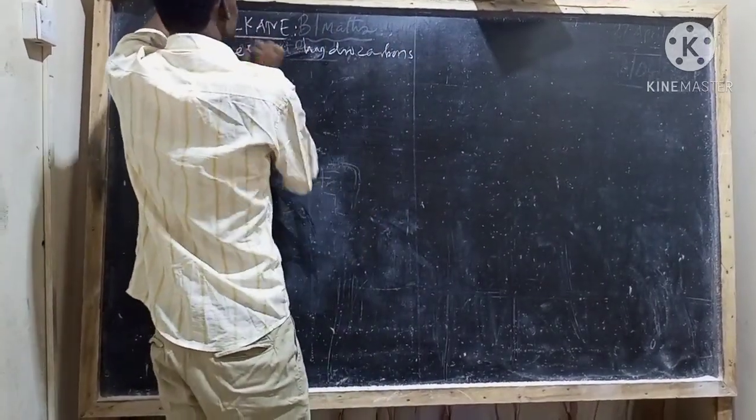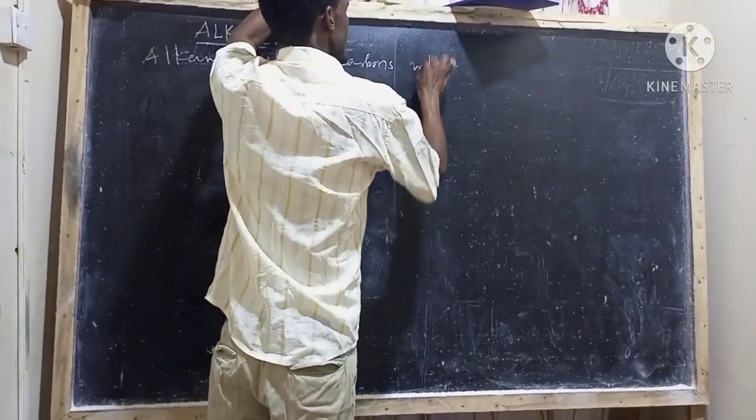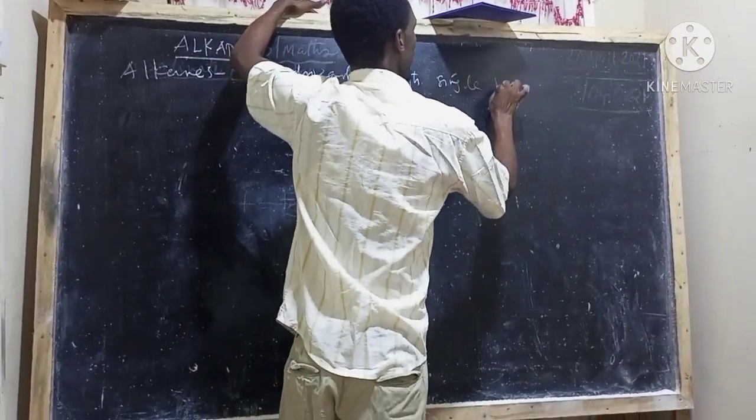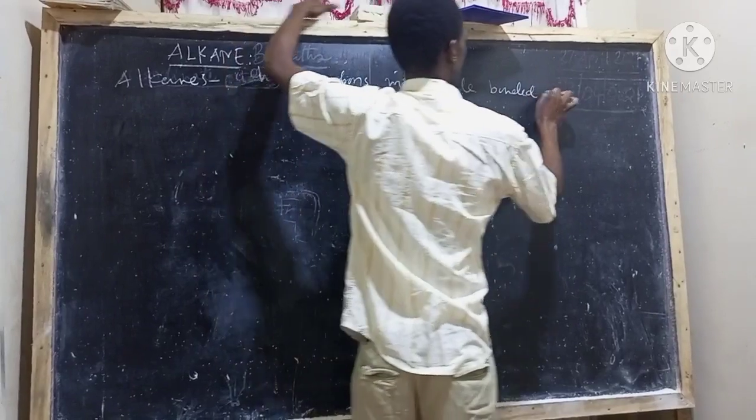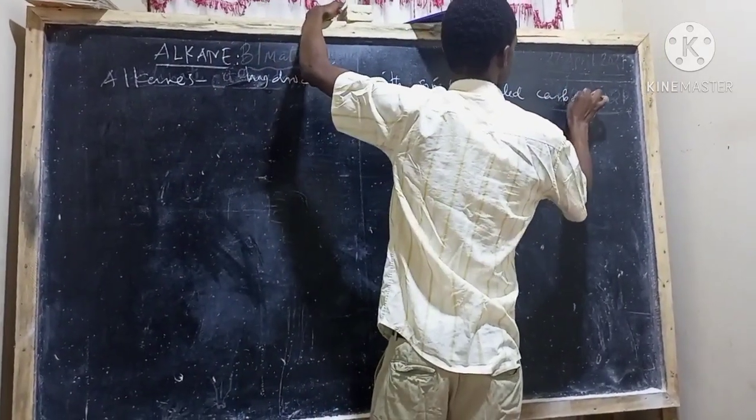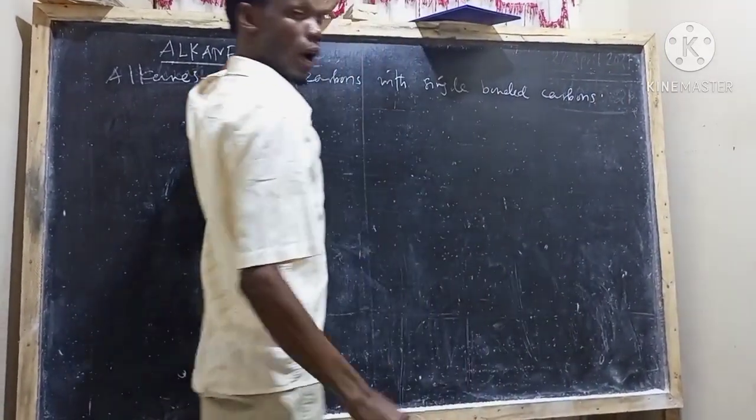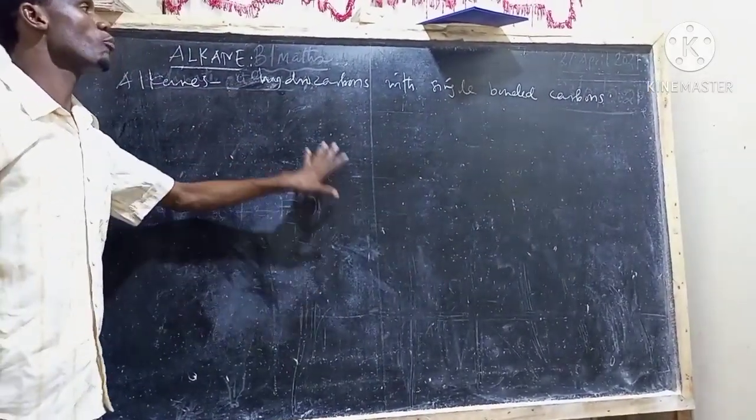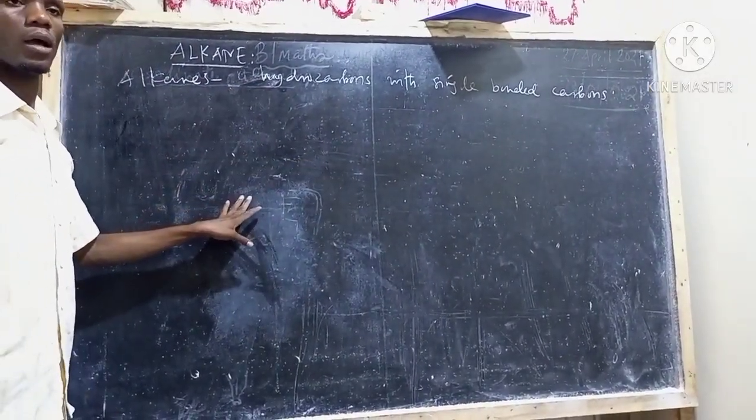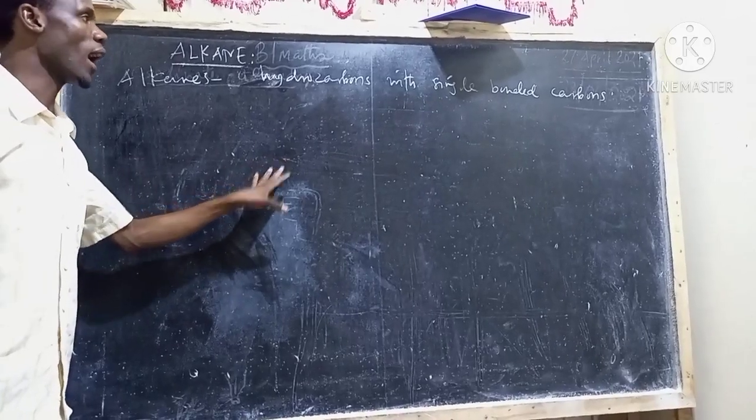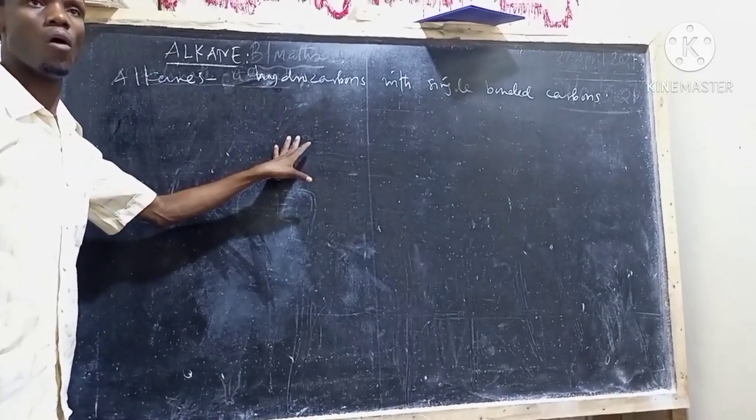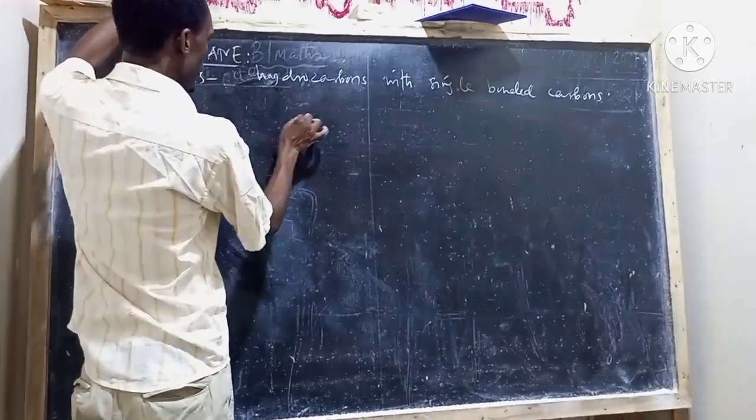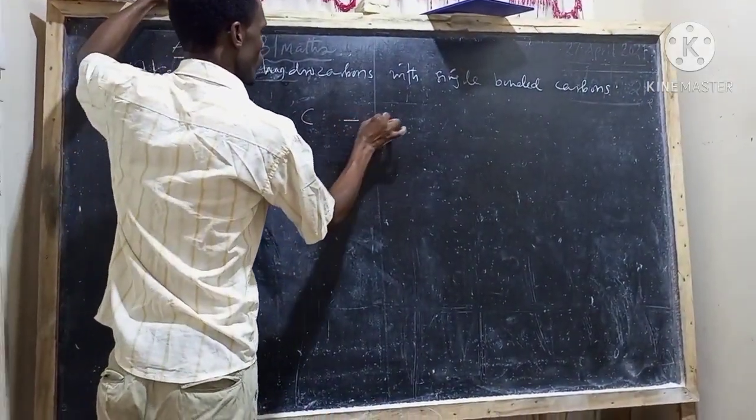Alkanes are hydrocarbons with single bonded carbons. Single bonded carbons means all of the bonds are occupied by hydrogen atoms or other carbons.